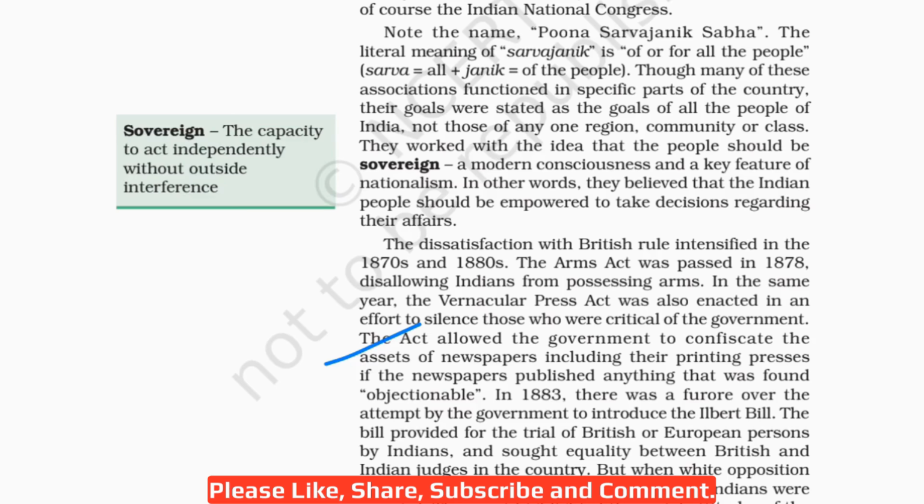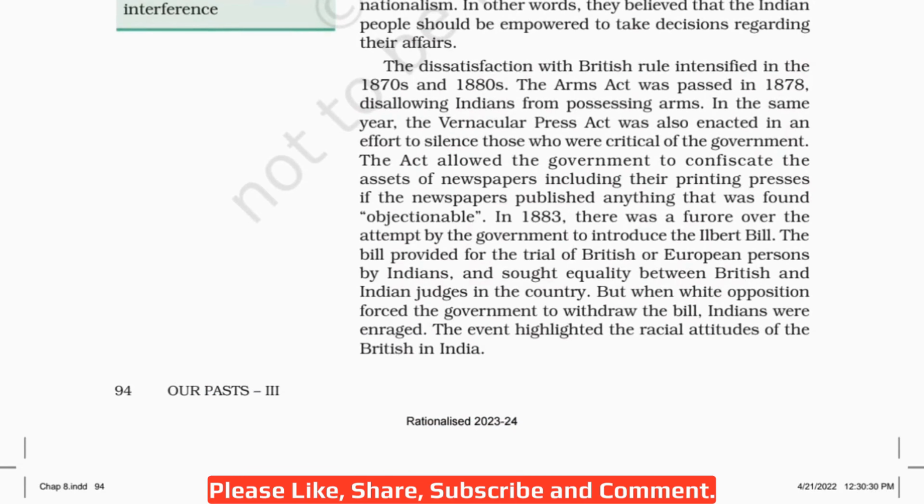The assets of newspapers, including the printing presses, could be seized if the newspapers published anything found objectionable. The printing press was to be banned. Then in 1883, there was a furor over the government's attempt to introduce the Ilbert Bill. Now came the Ilbert Bill. The Ilbert Bill provided for the trial of British or European persons by Indians and sought equality between British and Indian judges in the country. But when white opposition forced the government to withdraw the bill, Indians were enraged.